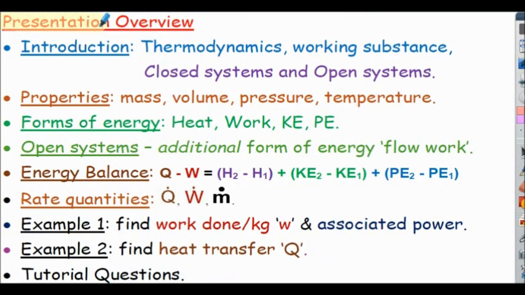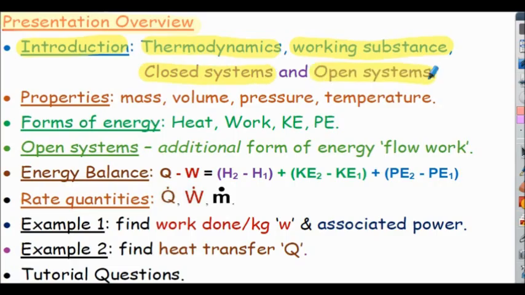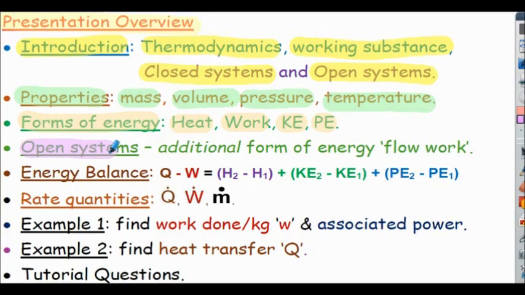Here's a presentation overview. We commence with a brief introduction, defining terms of thermodynamics, working substance, enclosed and open systems. Next we consider the properties of mass, volume, pressure, temperature. Then we consider forms of energy, such as heat energy, work done, kinetic energy, potential energy. We then consider open systems and the additional form of energy, termed flow work.